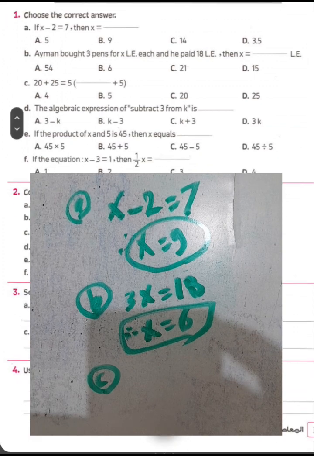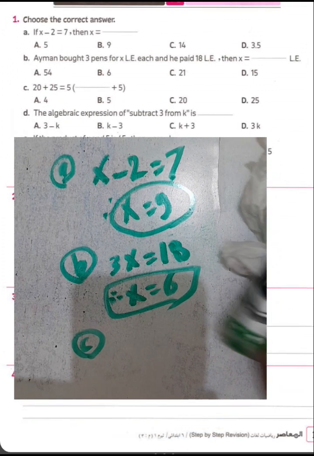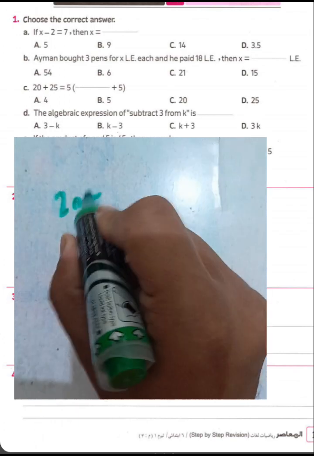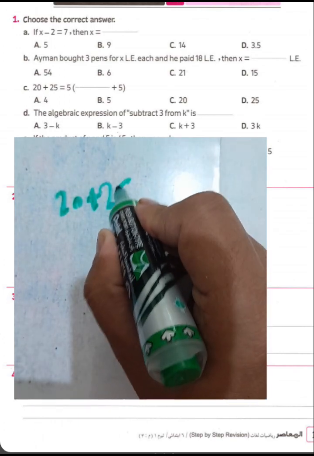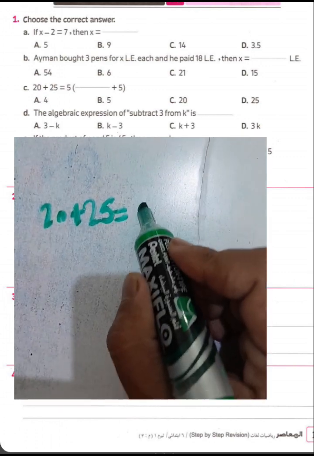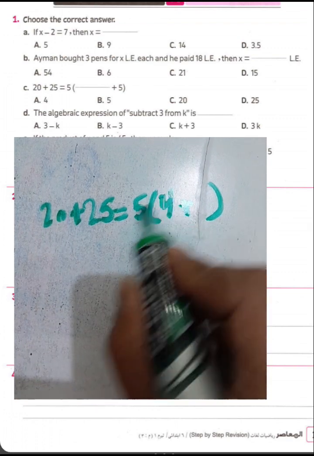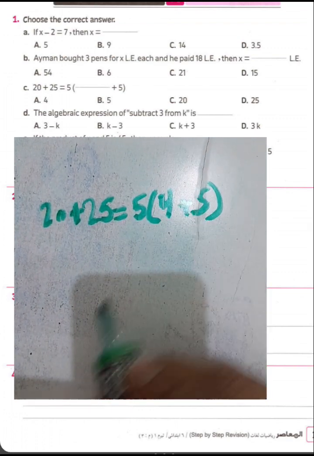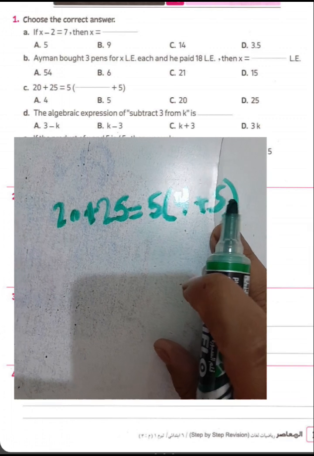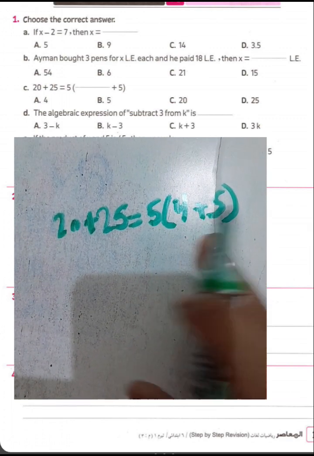20 plus 25 equals 5 times a space plus 5 times a space. We can use the distributive property here. Write outside the greatest common factor between the two numbers. We have 20 plus 25. Write 5 outside, the highest common factor between the two terms. 20 divided by 5 equals 4. 25 divided by 5 equals 5. Then you put 5 plus 4 in the brackets, okay? Question letter D.